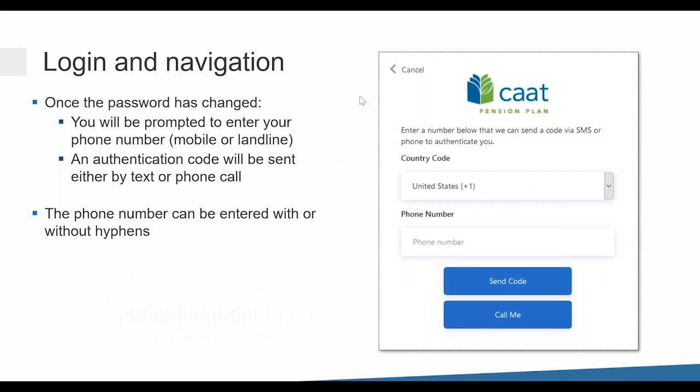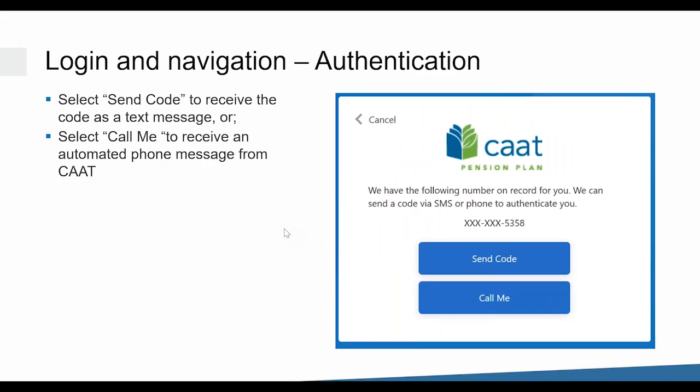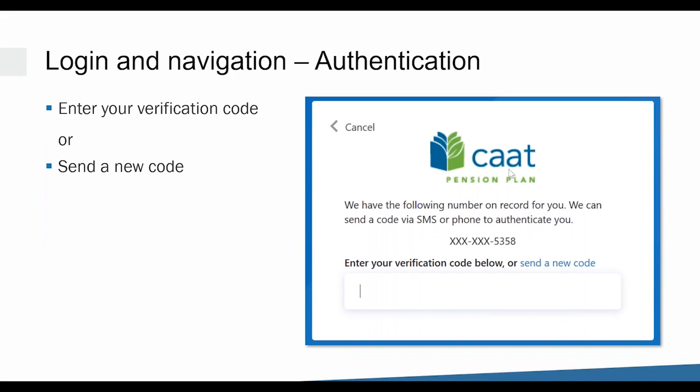Each time you log into the portal, we will send you a code that will allow us to authenticate you. You have the option to receive this code via text message or to receive a phone call with the verification code. Enter your phone number or cell number without hyphens and select Send Code or Call Me. Once you have received your code, please enter it in the box provided and hit Enter. Once your code has been confirmed, you will be signed into the portal.